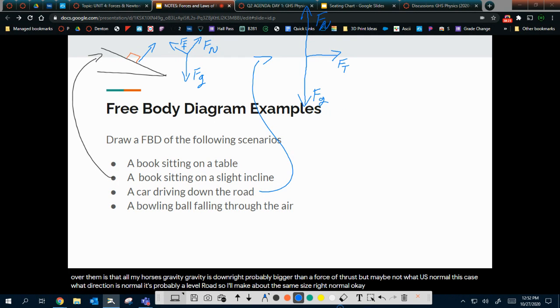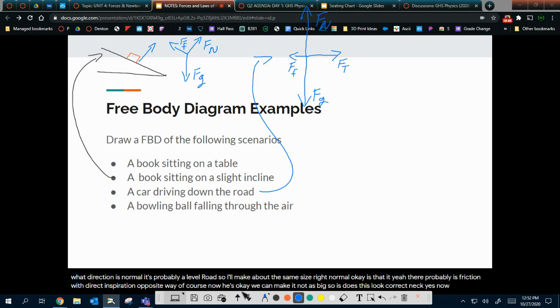Normal. Okay. Is that it? Yeah, there probably is friction. What direction is friction? Opposite way of thrust. Now, it's not as big since the car's long. Okay, we can make it not as big. Okay. So, does this look correct now?